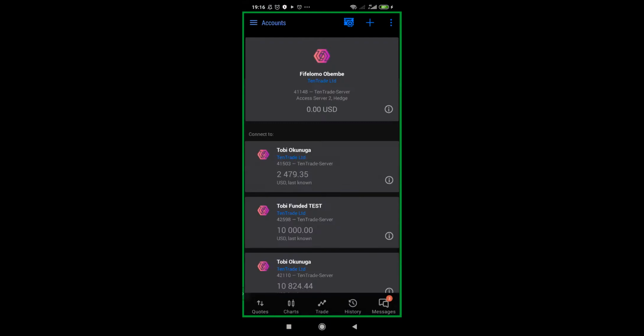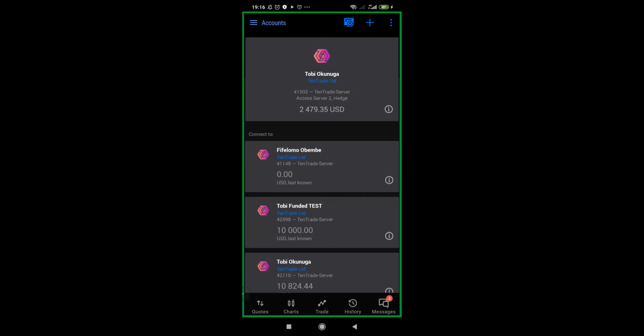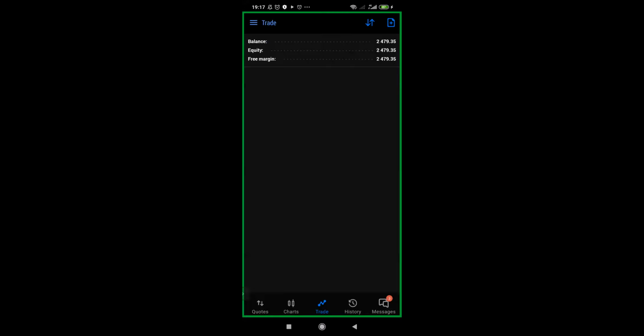I'm gonna go to MT5 and then show you exactly how to place a trade. So this is the TenTrade MT5 platform. So quickly, for people that have not logged into the MT5 account on TenTrade, how do you do that? Once you download your MT5, you want to click on this trade. Where that trade is, you see a 3-line thing there.